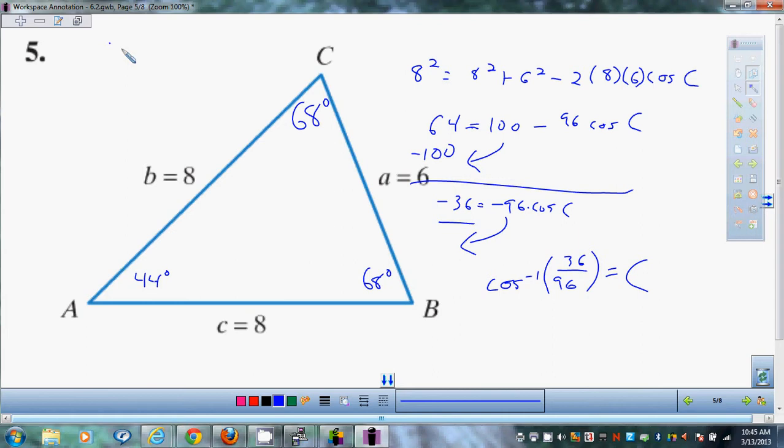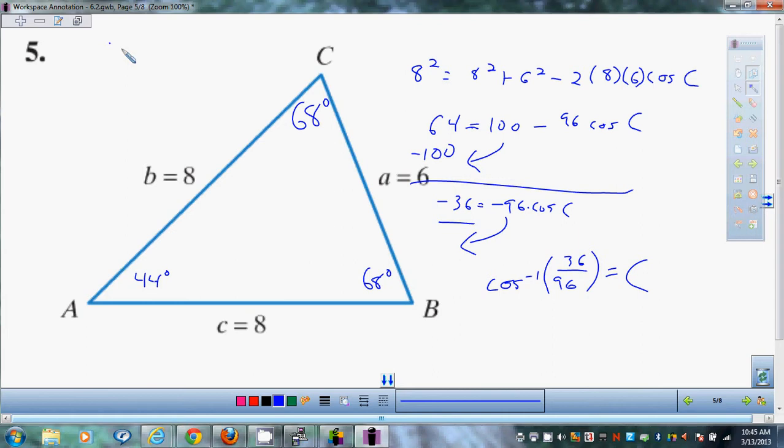Okay, now today, we're going to do another one like that. Whenever you're looking for an angle, it will always be inverse. Angle, inverse. They go together.